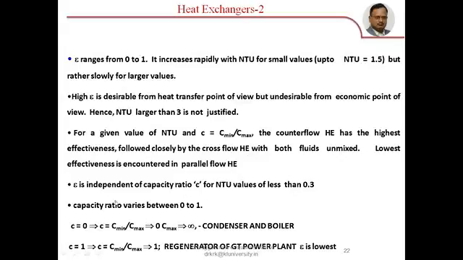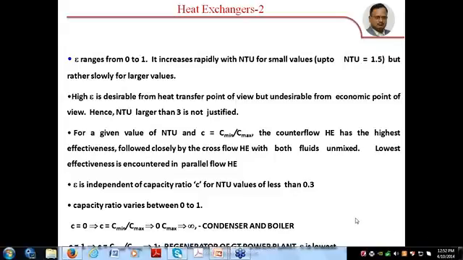Already we have seen that effectiveness is independent of capacity ratio for small NTU values, and the capacity ratio varies between 0 to 1. C equal to 0, as we have already seen, is the condenser and boiler. C equal to 1 is the case where you have the regenerator of a gas turbine power plant or air preheaters, etc.